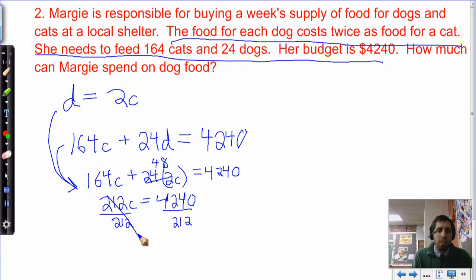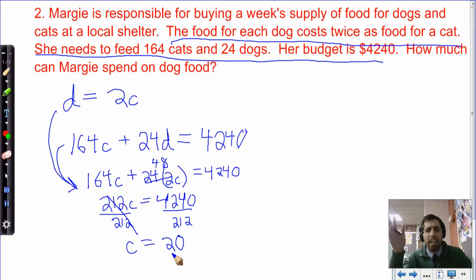The reason it's going to work out neatly is because if you multiply 212 by 2, you get 424, but it's in the tens place, so we need to multiply by 20. So she's going to spend $20 on each cat. Then how much can Margie spend on dog food?